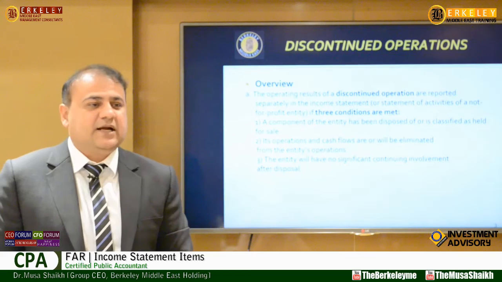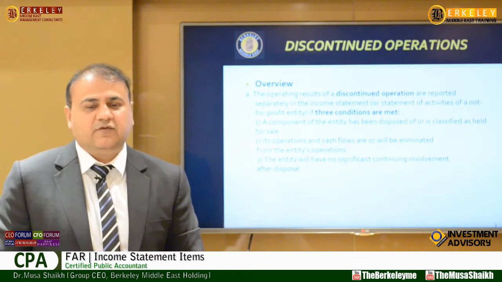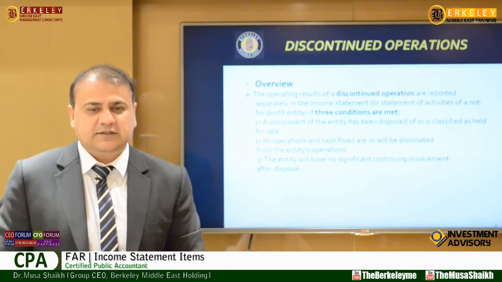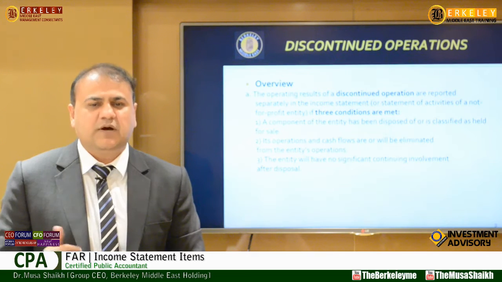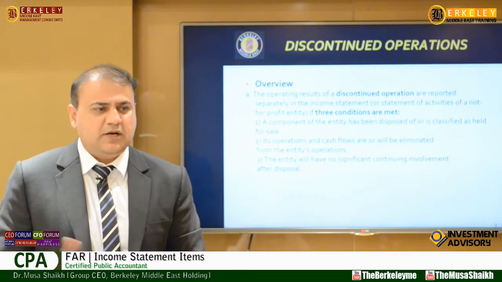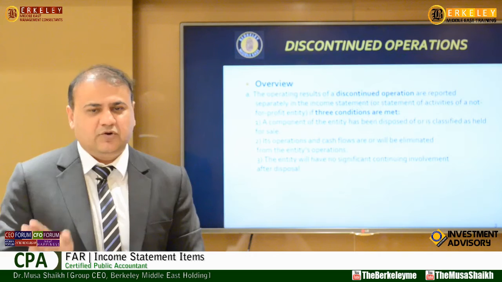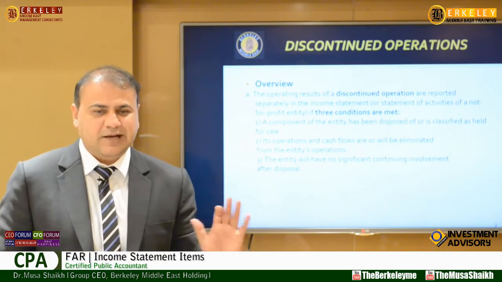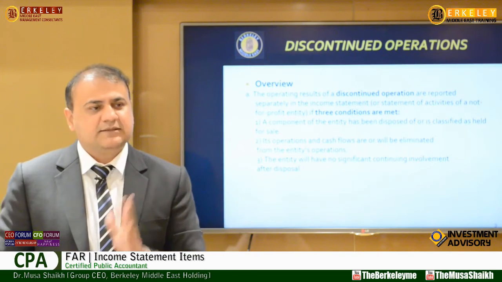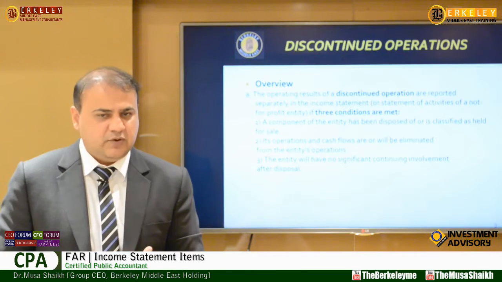Now, what is a discontinued operation? Generally, if you are a company, you have 3 branches. This year you decide to close 1 branch. So I will treat it as a discontinued operation. 2 branches will be a continued operation, and 1 branch will be a discontinued operation.